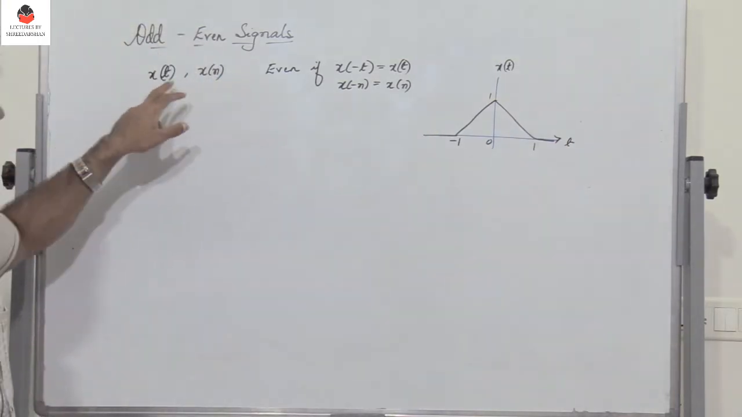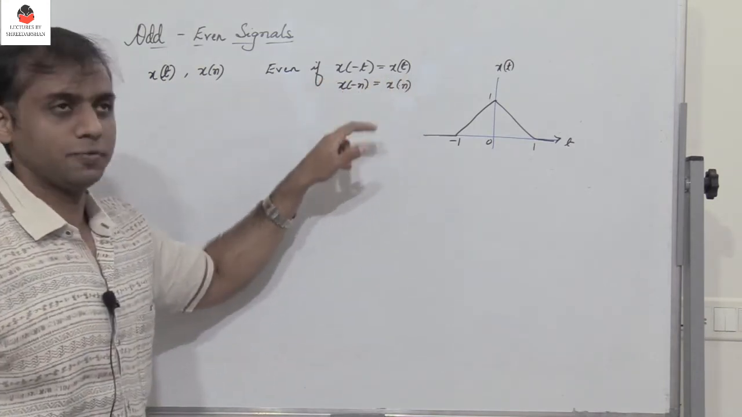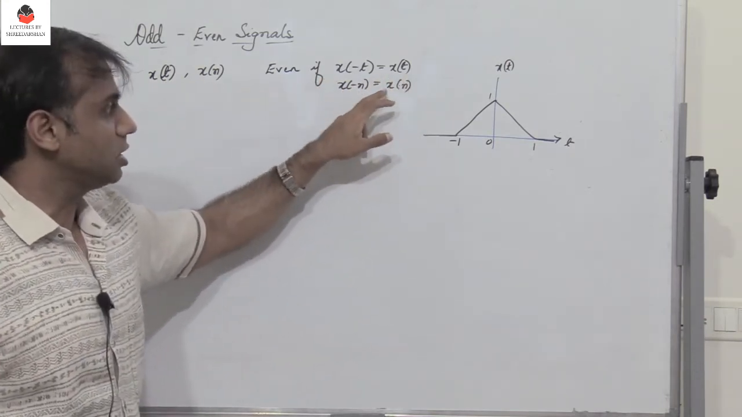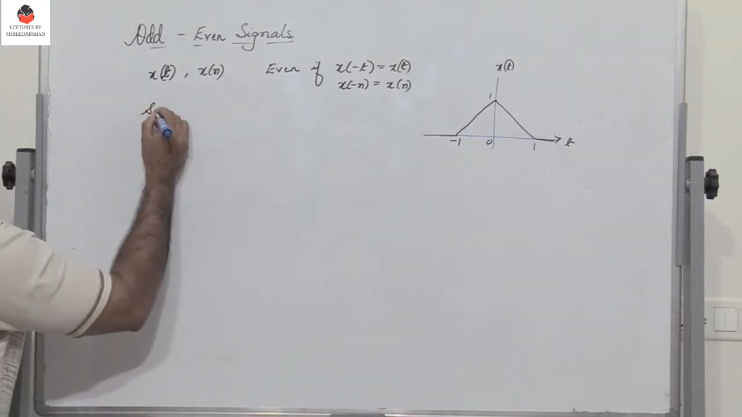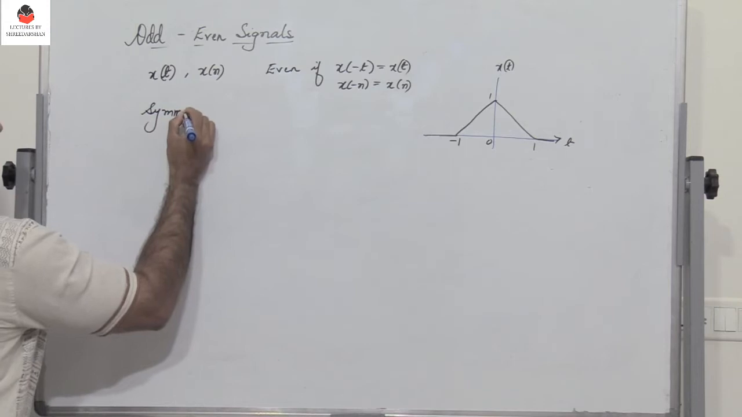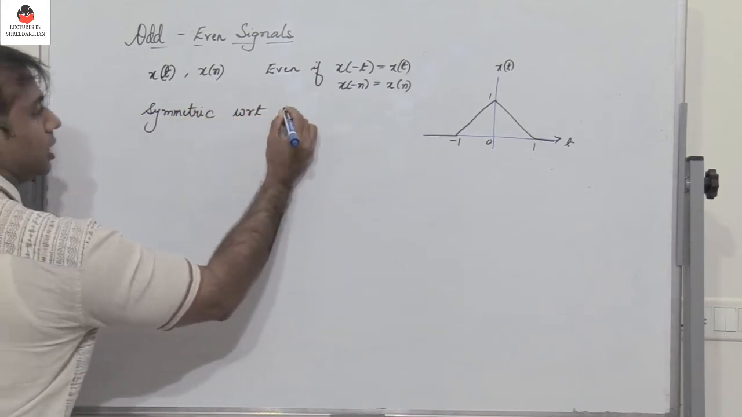Therefore, the signal x of t or x of n is even if x of minus t equals x of t, or if x of minus n equals x of n, which basically means it is symmetric with respect to the vertical axis.